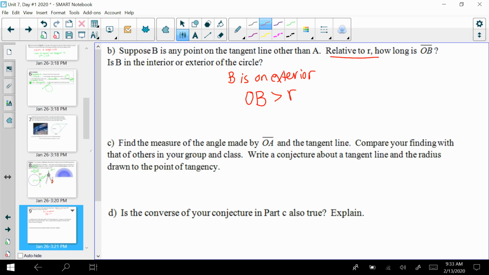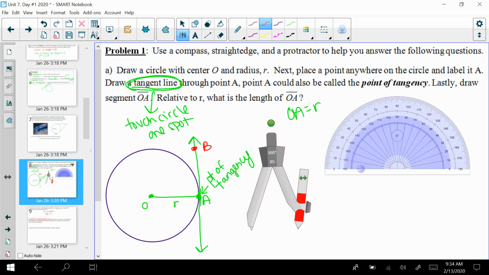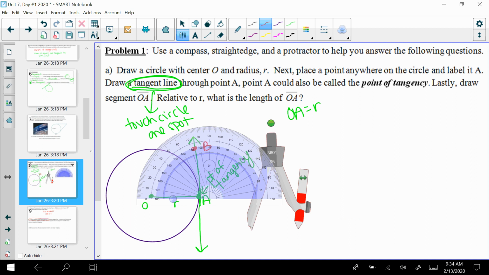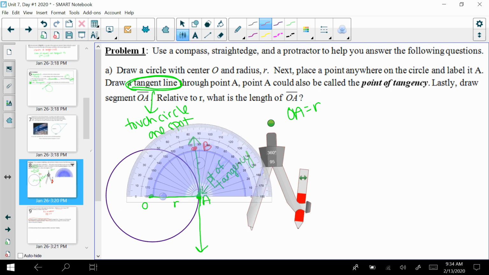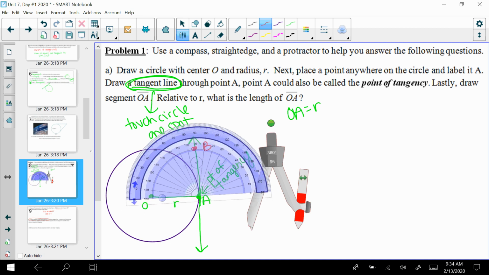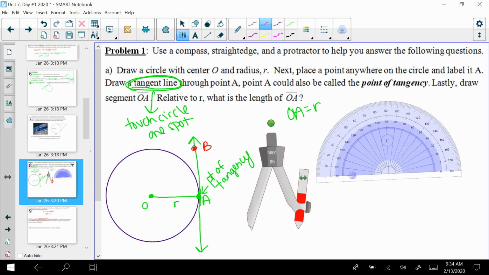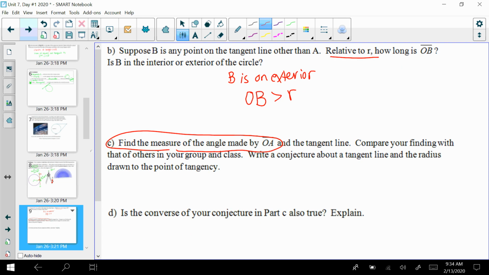Now it says find the measure of the angle made by OA. If you have a protractor, fine. If you don't, it's not really a big deal. But if you can almost see it, probably some of you already see it. That angle, though, is going to be exactly 90 degrees. So when you draw a radius to a tangent line, that's going to be forming a 90-degree angle.